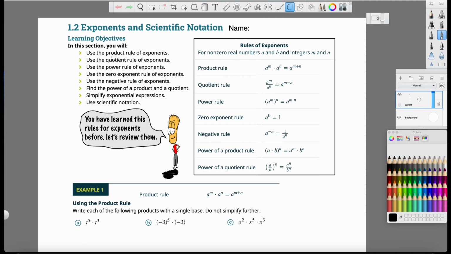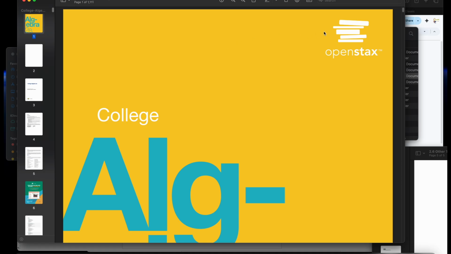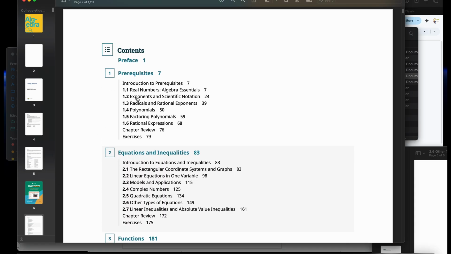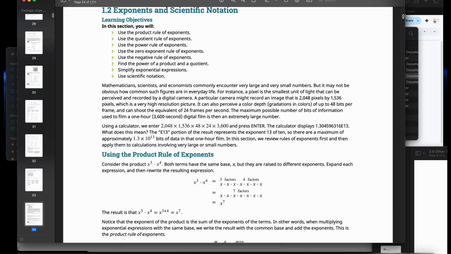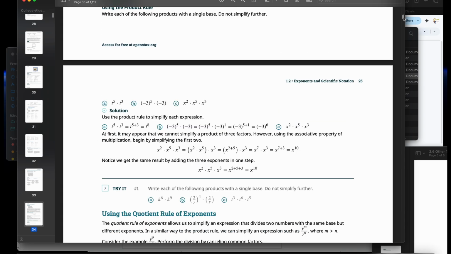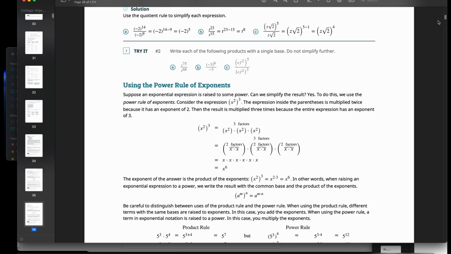We are looking at 1.2 exponents, and we're going to look over the rules of exponents. I am going through the examples here from the OpenStax book that you all have access to, and there's way more information in the ebook, and I'm just distilling it down here for you guys.